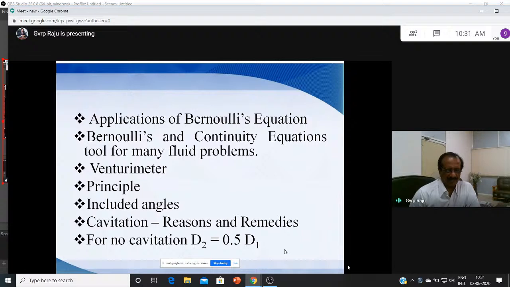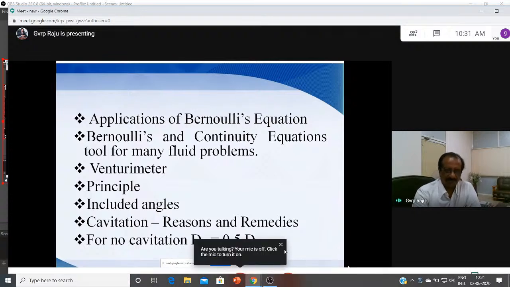The included angles are about 21 degrees for the convergent cone and around 5 degrees for the divergent cone. Cavitation occurs when the pressure at the throat is less than the vapor pressure, so the liquid vaporizes and there is a chance of formation of cavities. Due to that, the pipe surface is damaged. To avoid cavitation, the diameter at the throat should be approximately 0.5 times the diameter of the inlet section.